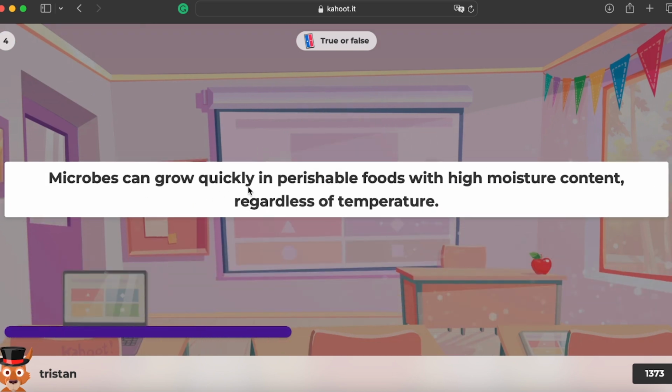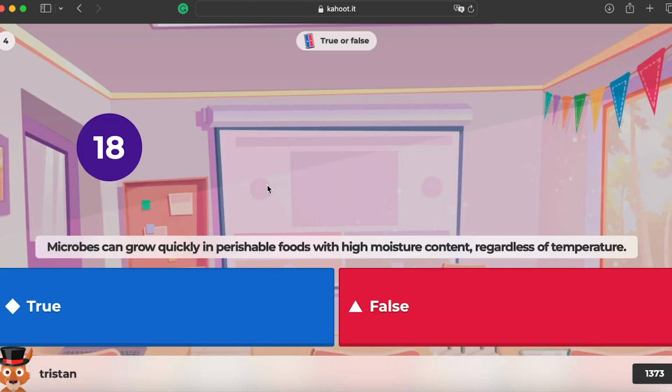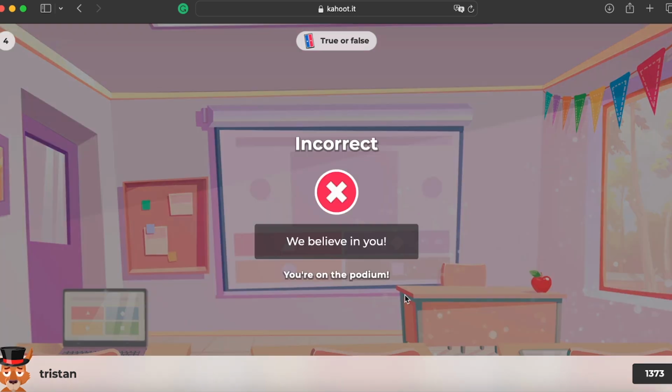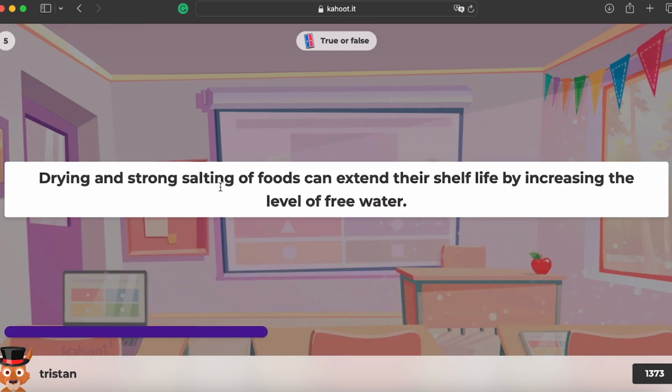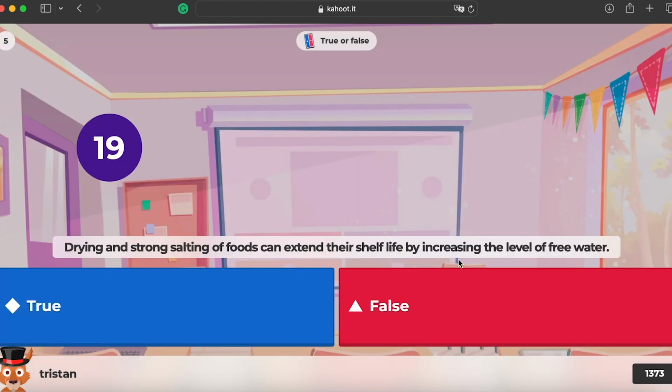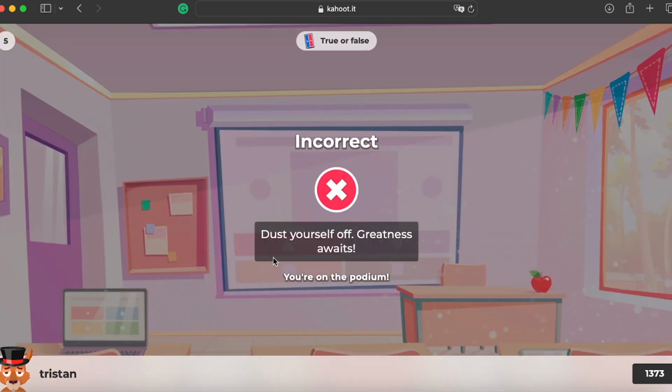Microbes can grow quickly in perishable food with high moisture content regardless of the temperature. Regardless of temperature, I think this makes it wrong, so let's choose false. Drying and strong salting of food can extend the shelf life by increasing the level of free water. It's true, because, yeah. No? Really?